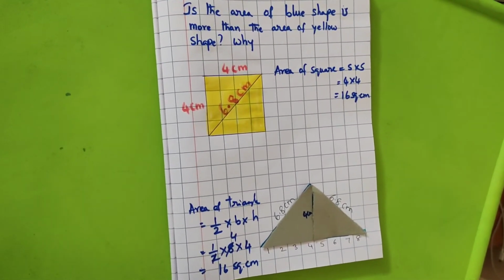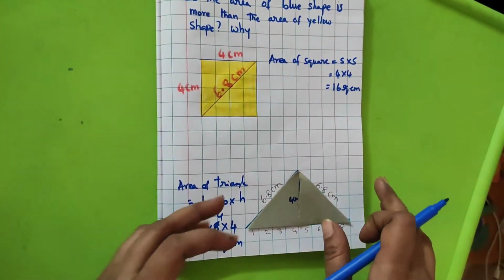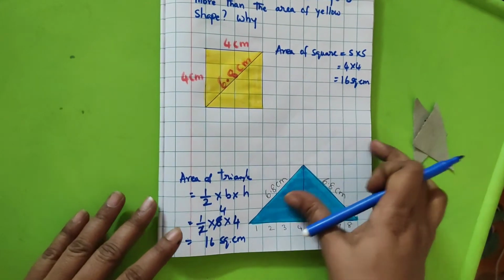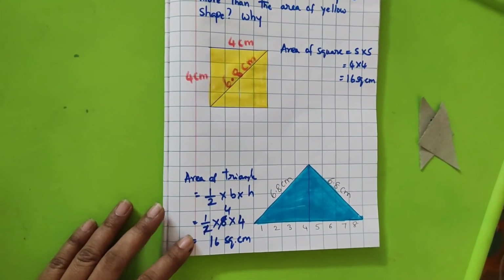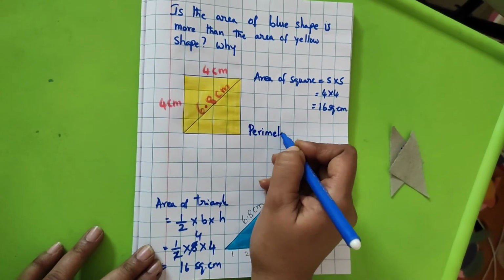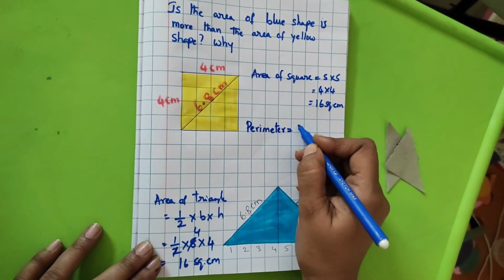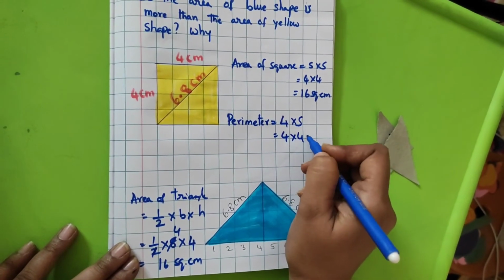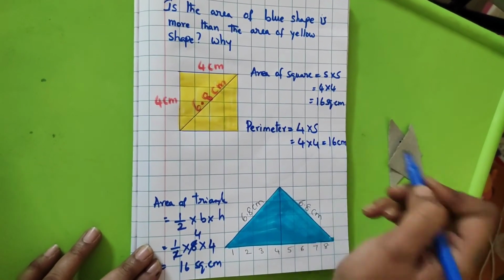Now another question we have: is the perimeter of the yellow shape more than the perimeter of the blue shape? Here we need to find the perimeter also. The perimeter of a square is 4 into side, which is 4 into 4, 16 centimeters.